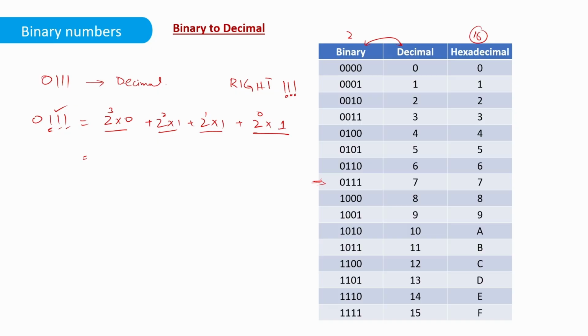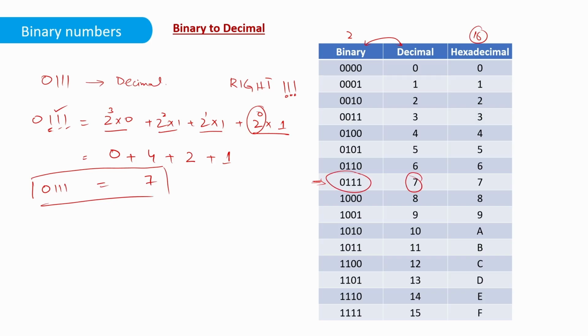So now we have to simply do this simplification. 2 power 3 is actually 8, but it is multiplied with 0. So this will be 0 plus 2 power 2 is 4. 4 times 1 is 4 plus 2 power 1 is 2 and then multiply with 1. So we get 2. Anything with power 0 is always 1. So this becomes 1 times 1. If we add all these numbers, this becomes 4 plus 2 is equal to 6. 6 plus 1 is equal to 7. So we can see that 0111 is actually 7.